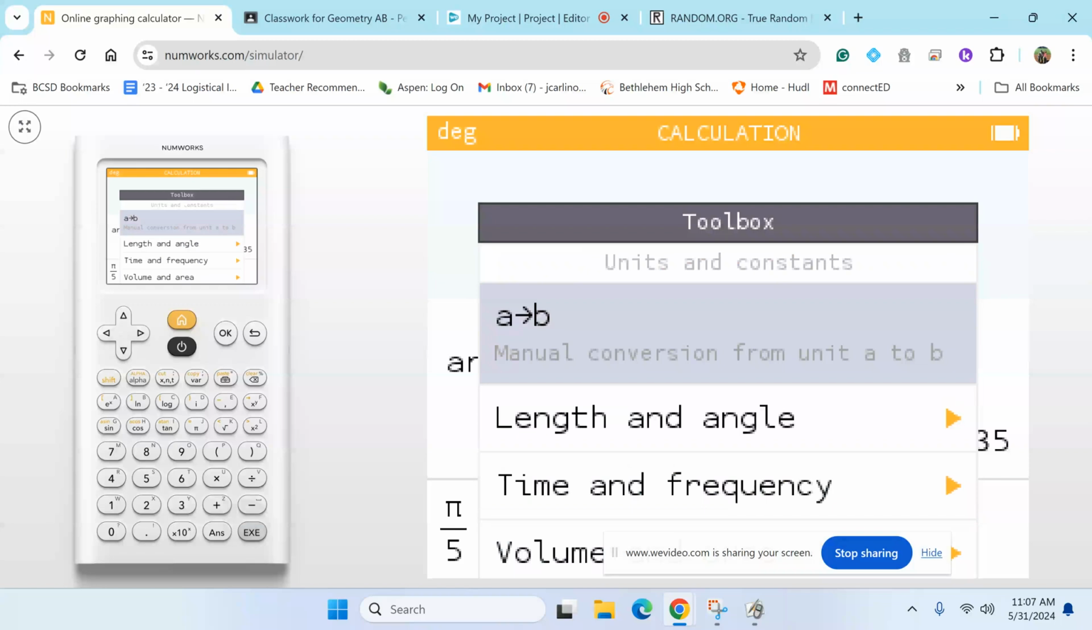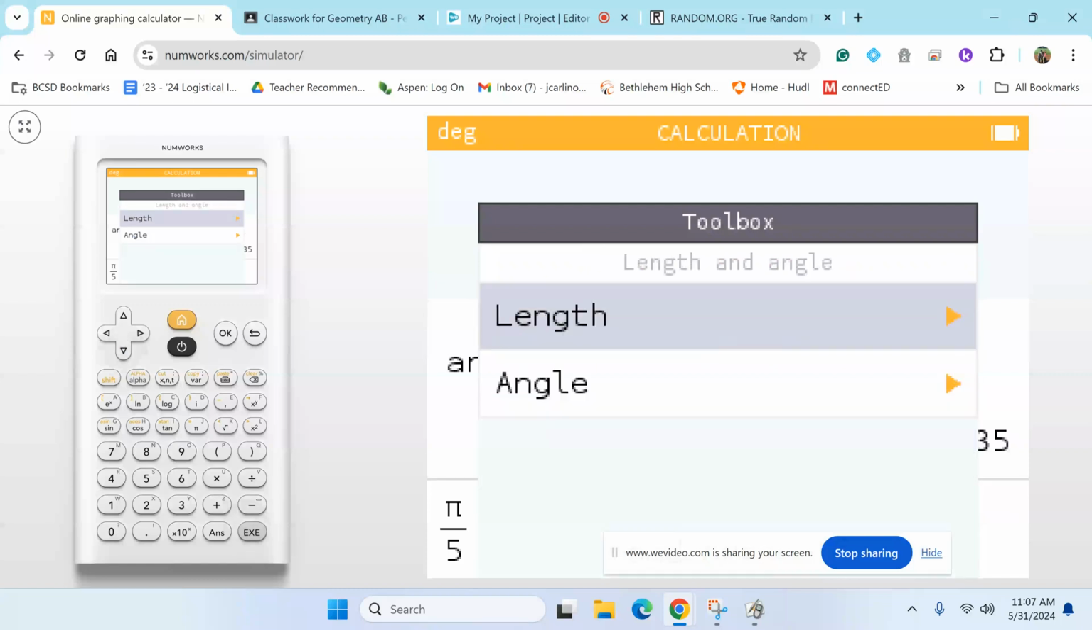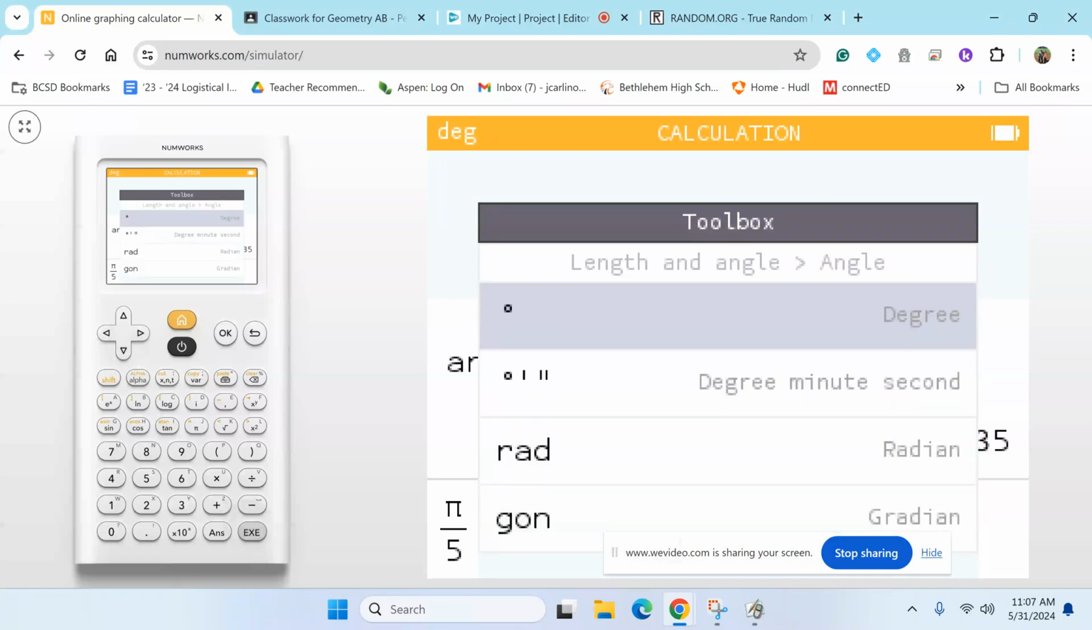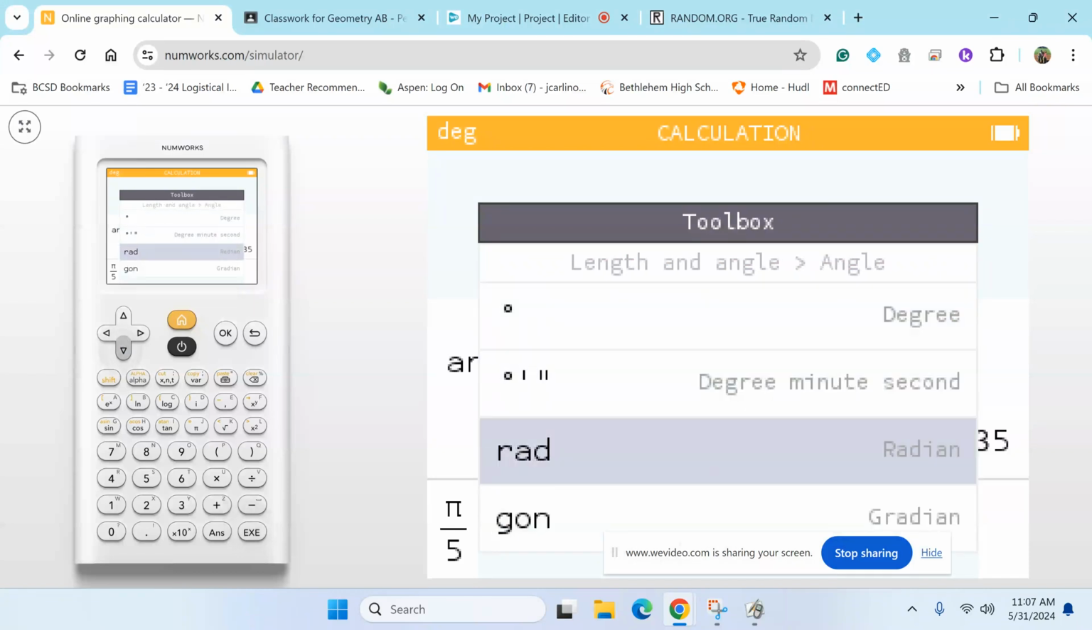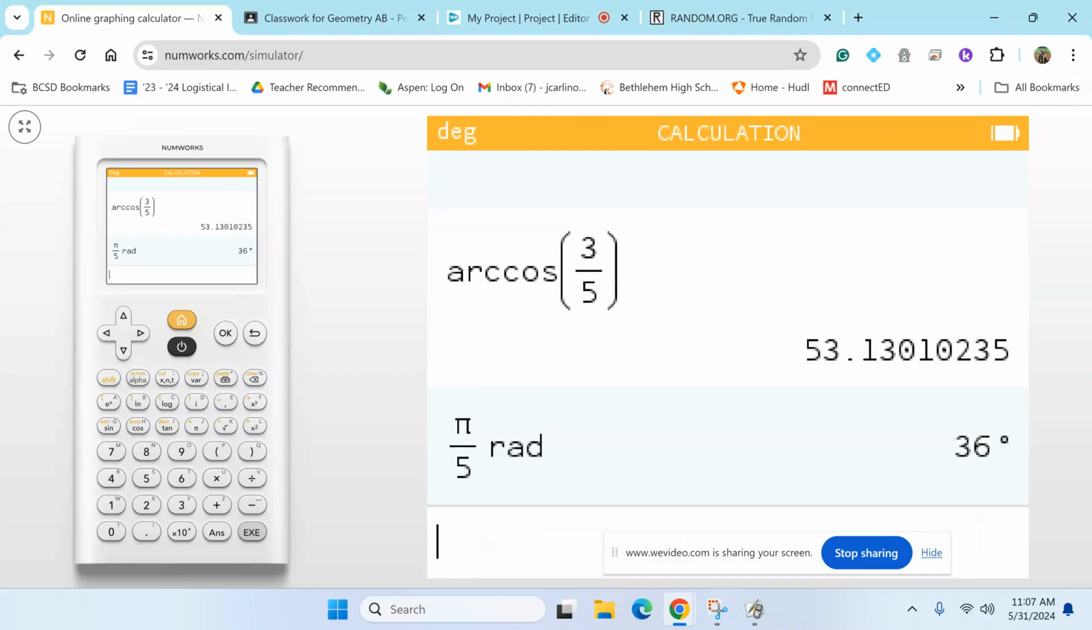Hit enter. Now you have a bunch of units and constants we need, but we need angle, right? Length and angle. And then we need angle because we're talking about an angle measure. And then up pops all the different units you can label an angle, and we need radians, RAD. So we put RAD with it. And then we hit enter. And now you have 36 degrees if it asks.